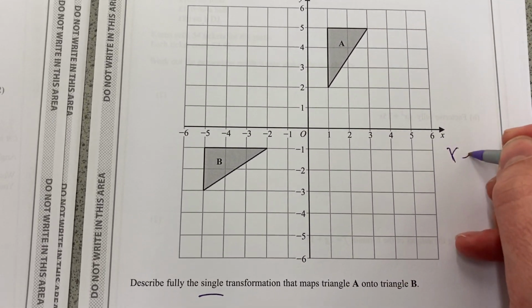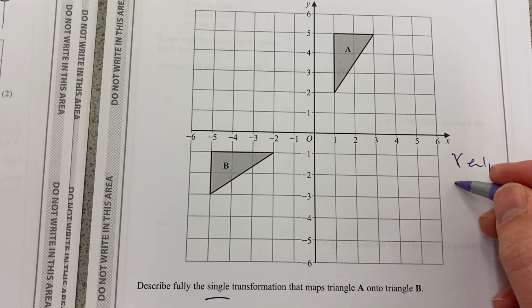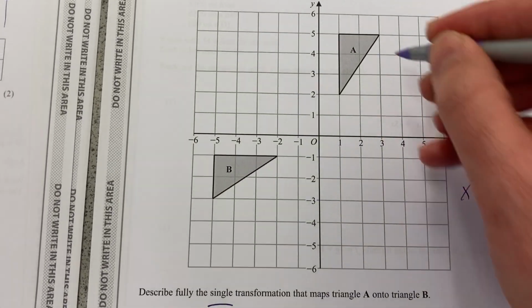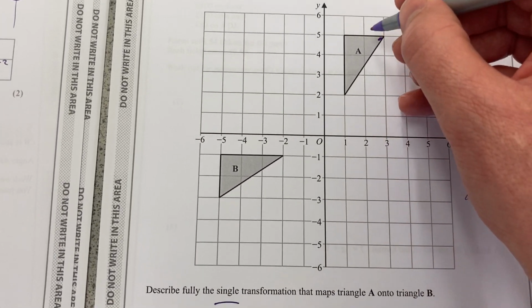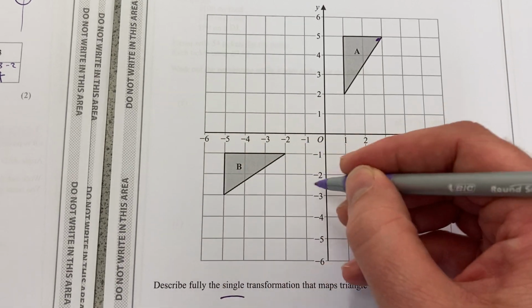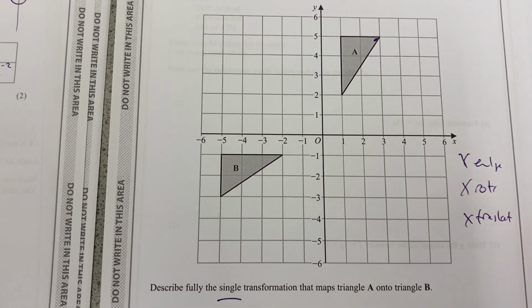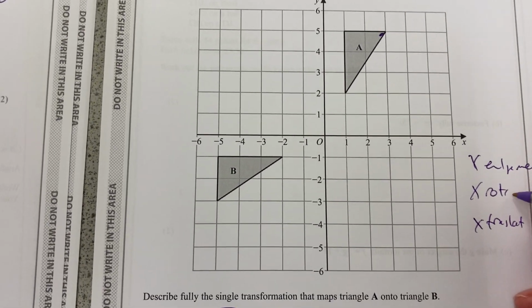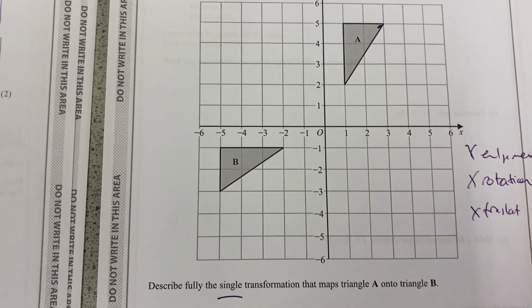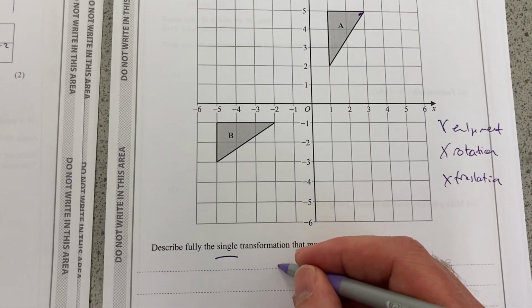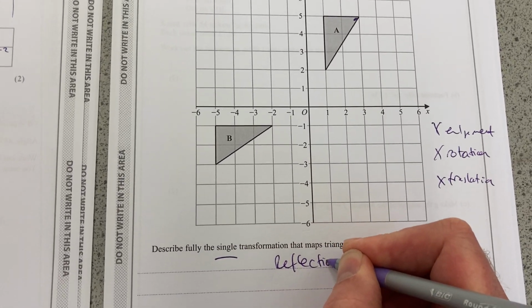Question 21. Describe fully the single transformation that maps A onto B. Well, it's not an enlargement. It's not a rotation because if I imagine that corner, if it was rotating, that would swing right facing that way. And it's not a translation because the orientation has changed. So that's my, not a rotation, not a translation, meaning it must be a reflection.